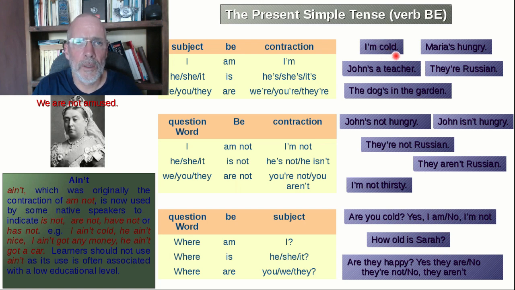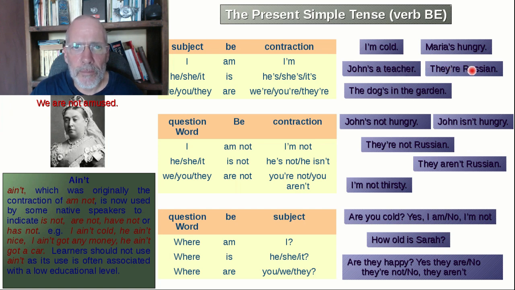I'm cold. It is common in English to use the verb be in the present simple tense with an adjective to express a state. For example, I'm cold, I'm hot, I'm hungry, I'm angry. Here's another example. Maria's hungry. Notice here we are using the contraction with the name Maria. We can do that too. It doesn't have to be with the subject pronoun. We can contract the verb be to the name of the person. Maria's hungry. Another example of that is John's a teacher.